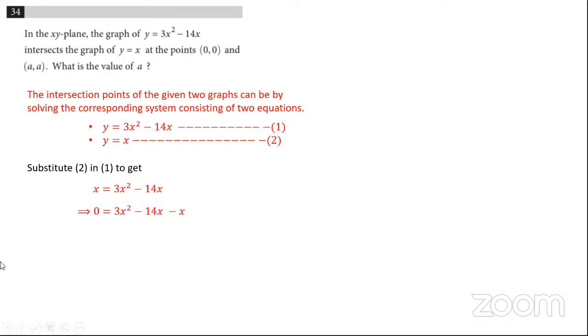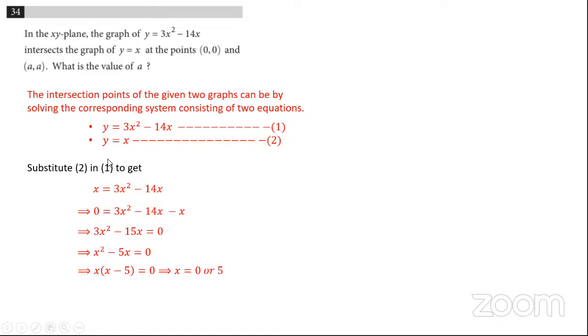Okay. So what we did is 3x square minus 14x minus x is minus 15x. So 3x square minus 15x equal to 0. We divided the equation throughout by 3 in order to get x square minus 5x equal to 0. Now we took x out to get x into x minus 5 equal to 0. From this, we get that x is either 0 or x equal to 5.